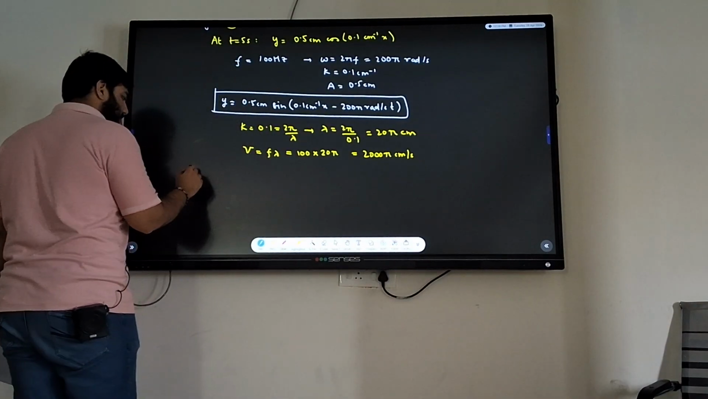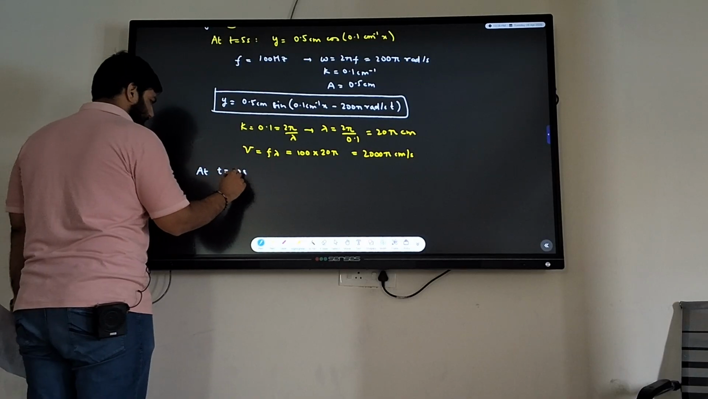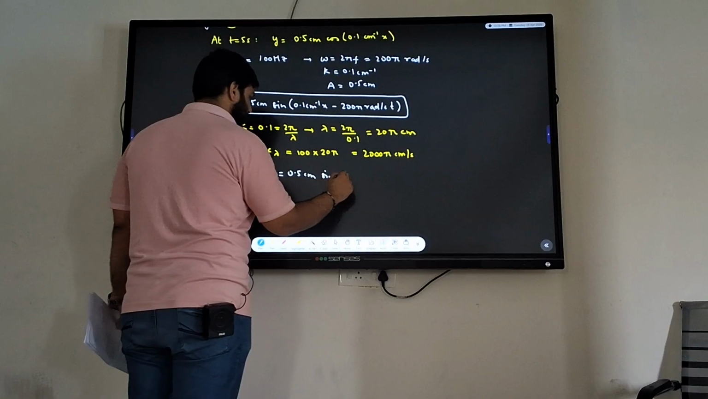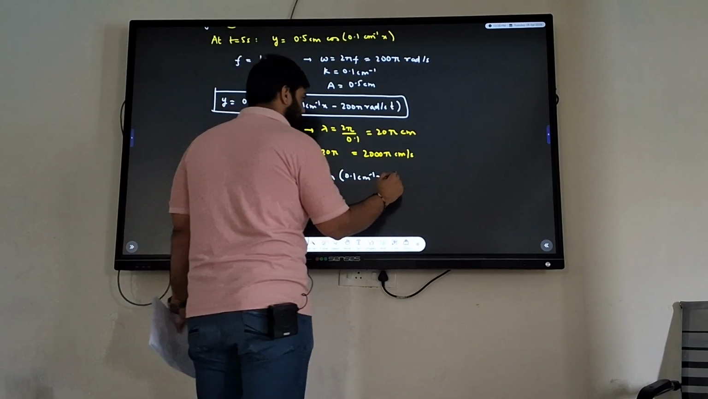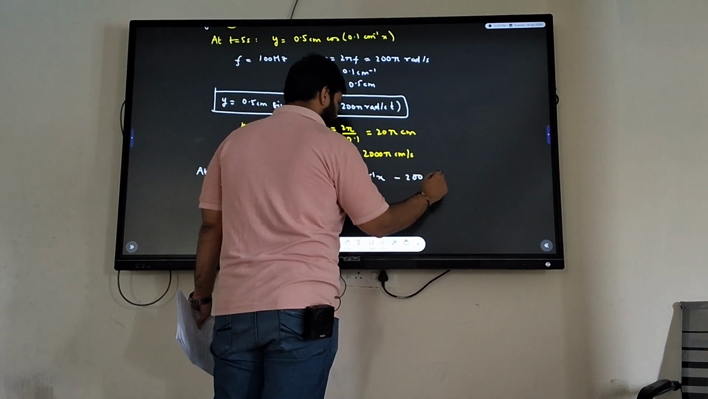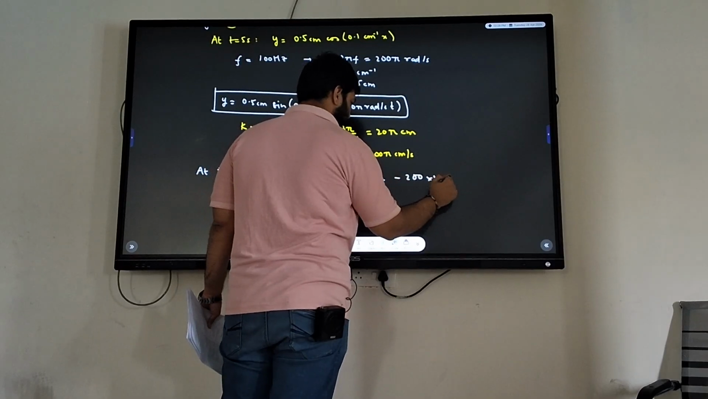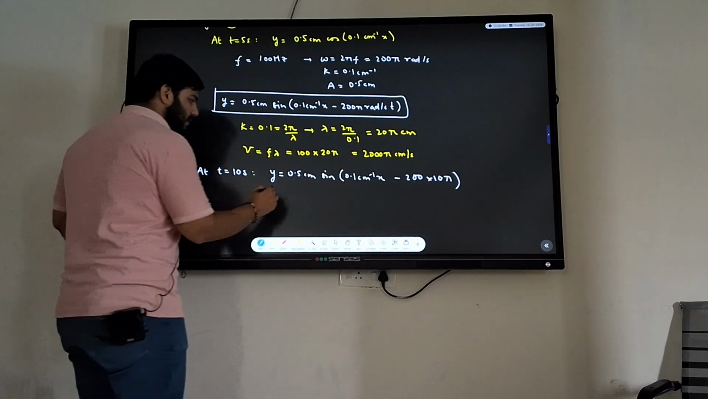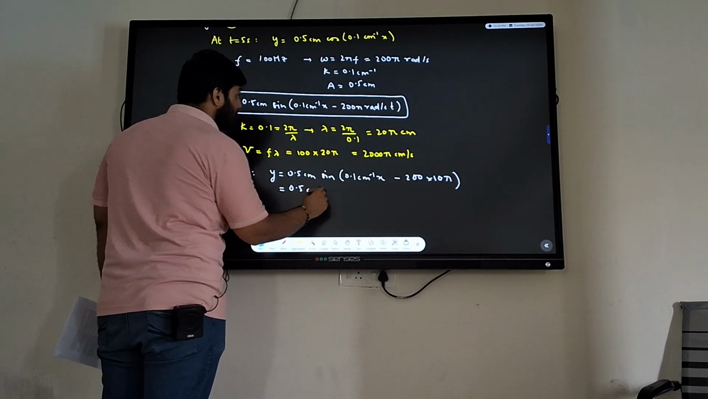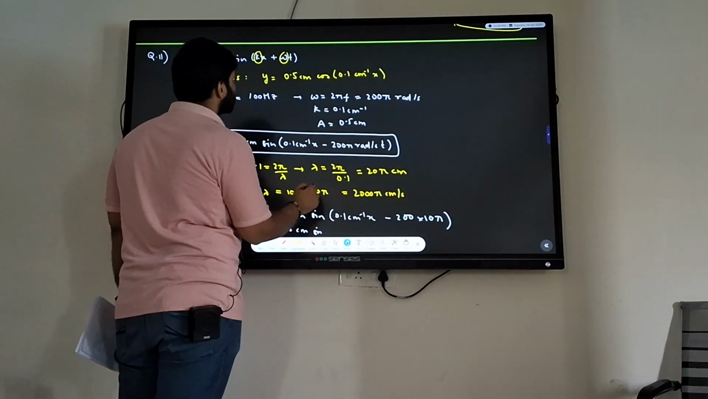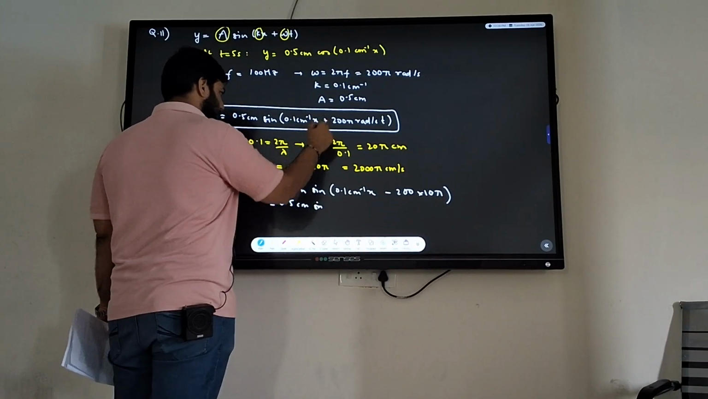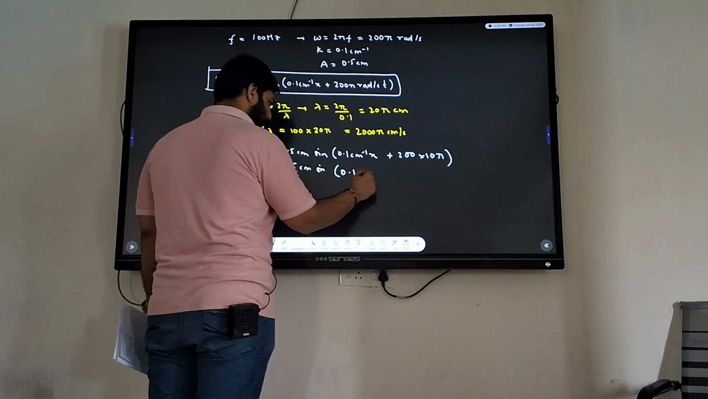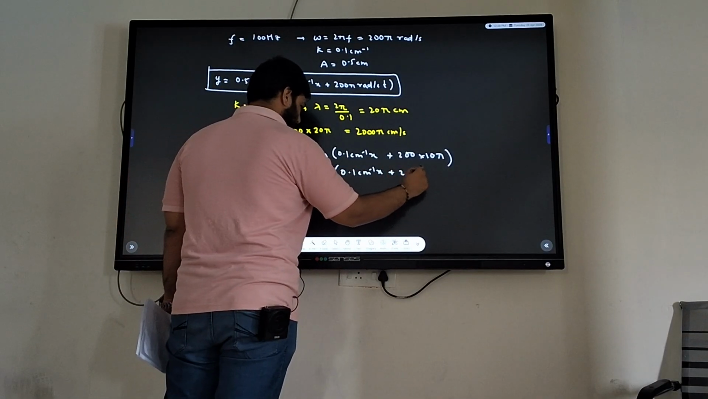So at t equal to 10 seconds, y is equal to 0.5 centimeter sine of 0.1 centimeter inverse x minus 200 into 10 into pi. But that's 2000 pi, na? 2000 pi, and now ये माइनस में ले रहा हूँ या प्लस होना चाहिए? प्लस होना चाहिए. ये 0.1 centimeter inverse x plus 2000 pi. Now tell me.